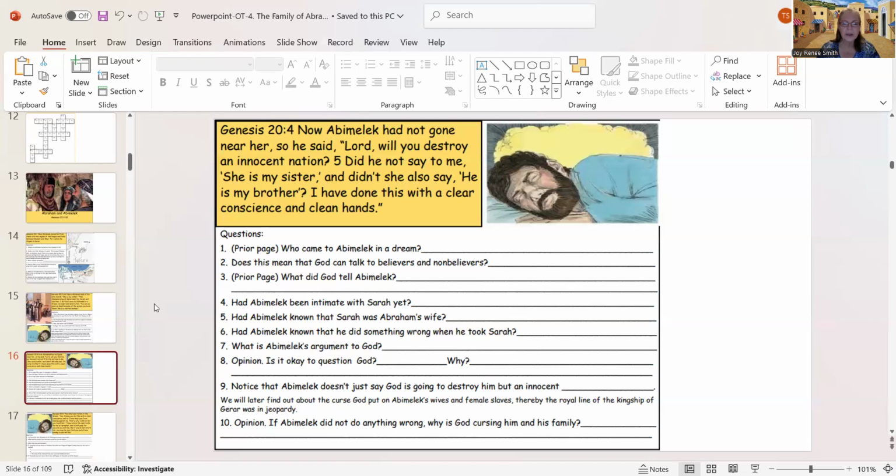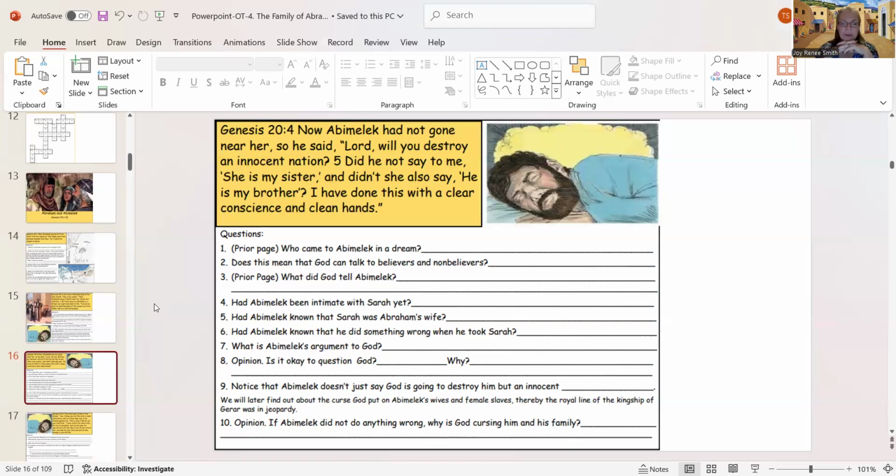Had Abimelech known that he did something? Okay, we did that. Number 9, notice that Abimelech doesn't just say God is going to destroy him, but an innocent nation. We will later find out about the curse God put on Abimelech's wives and female slaves. Thereby, the royal line of the kingship of Gerar was in jeopardy due to him taking Sarah into his household.